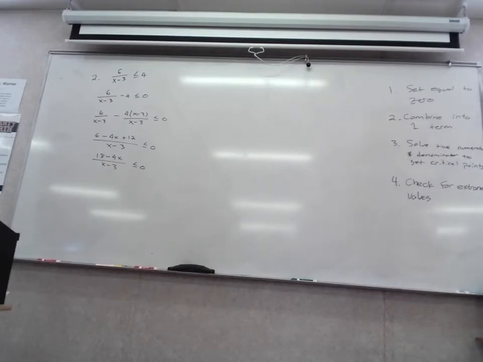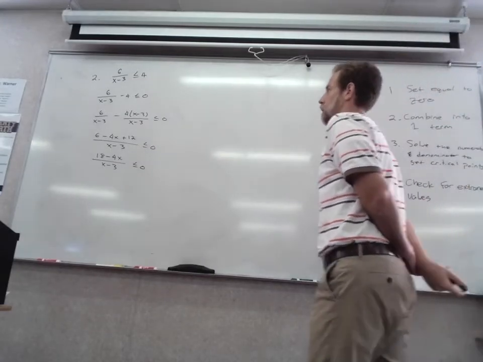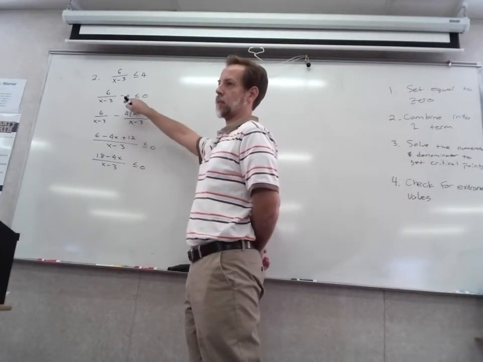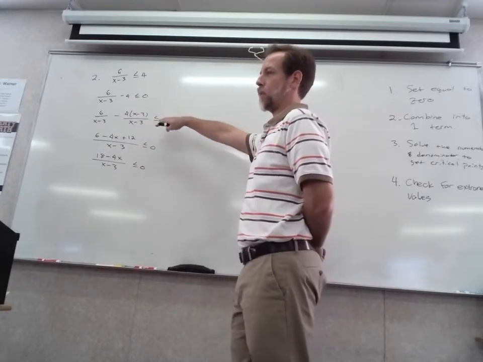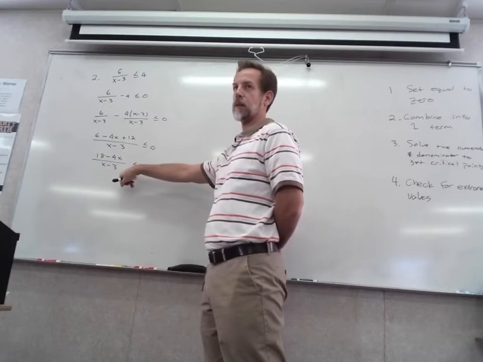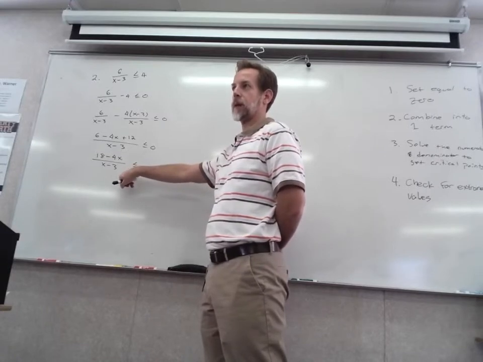Alright, so we subtract 4, again, the least common denominator is x minus 3. Okay, so in this case, in the first example, the numerator is just 1, but this time it's 4, so we have to distribute the 4 to the x minus 3, and then I combine like terms to get down to here. Okay, any questions up to this point?